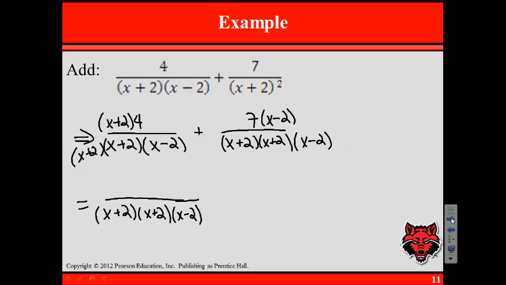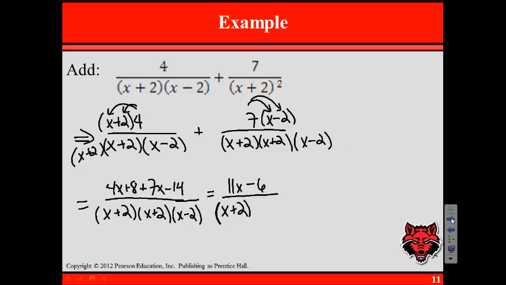In the numerator, to simplify, we distribute the 4 to the first binomial. And that will give us 4x plus 8. We're adding, so plus. We distribute 7 to the second binomial. 7x minus 14. Now we combine like terms in the numerator. And that will give us 11x minus 6 over the 3 binomials that we found before. X plus 2, we can rewrite it this way. X plus 2 squared times x minus 2. The numerator doesn't factor, so we are finished.